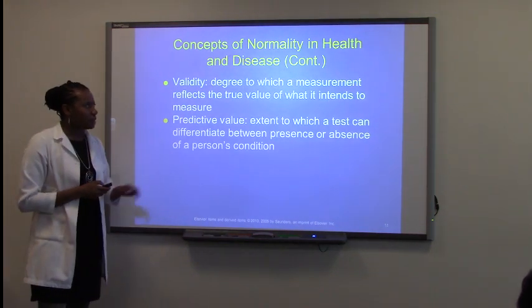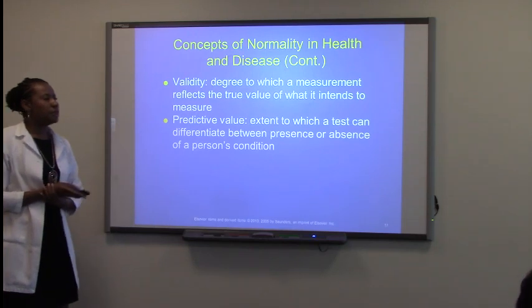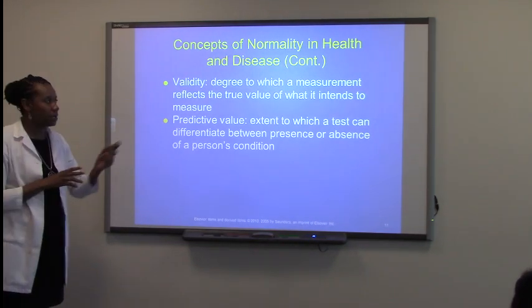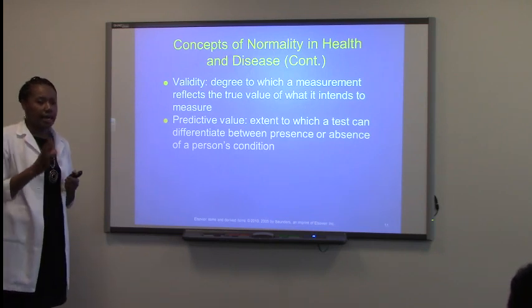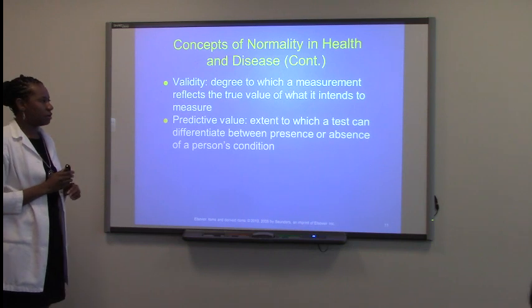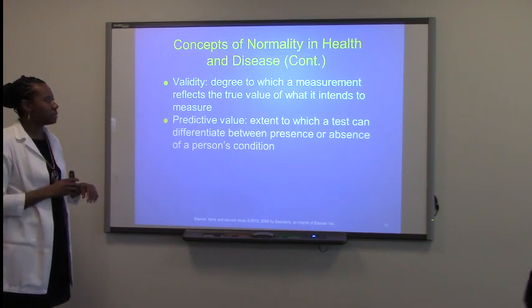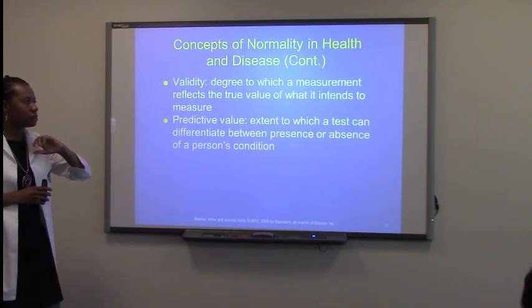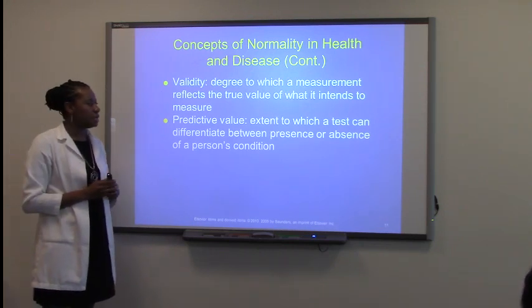Validity, making sure that the degree of the measurement reflects a true value, which is what is intended from its measurement. So making sure that it is a valid measurement from whatever clinical trial or whatever is taking place. Predictive value is the extent to which the test can differentiate between presence or absence of the condition.